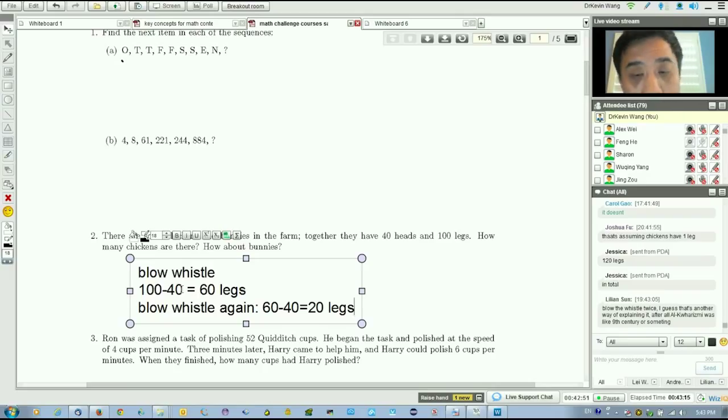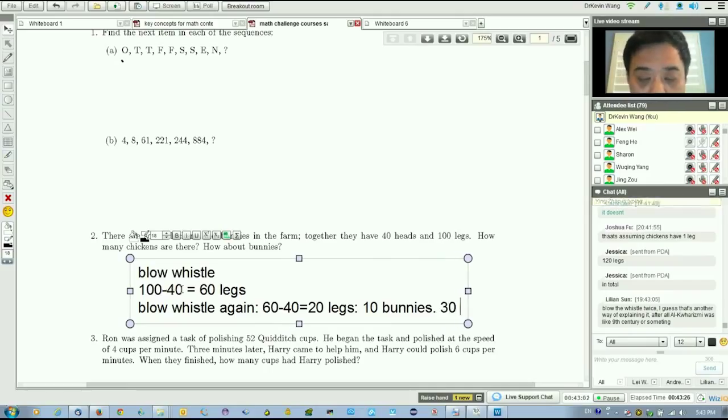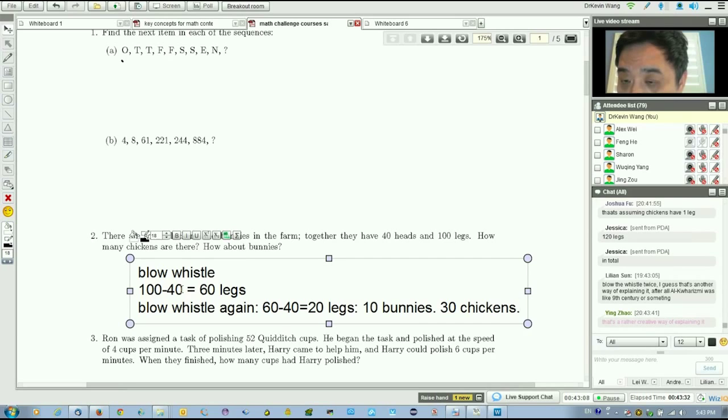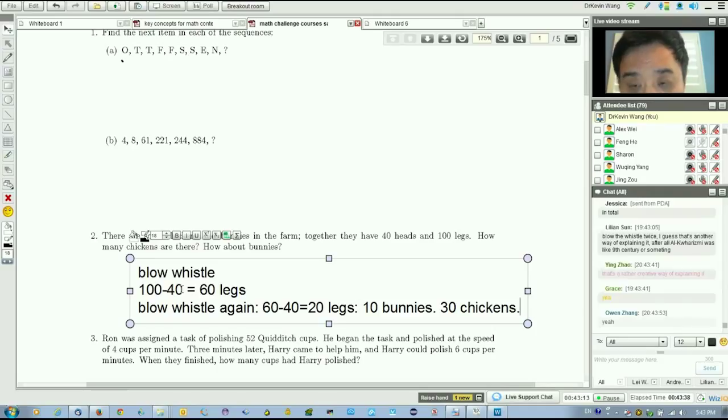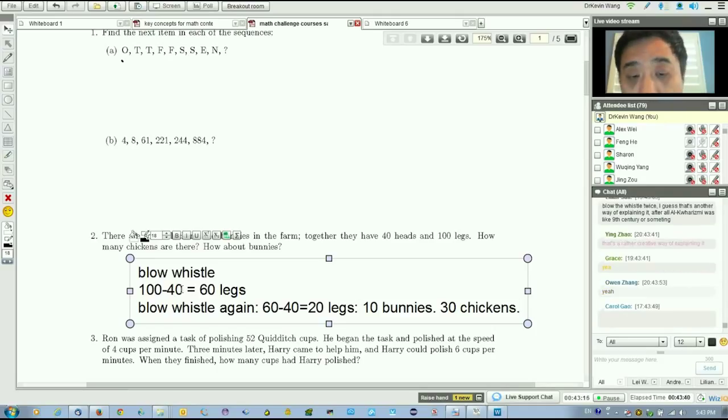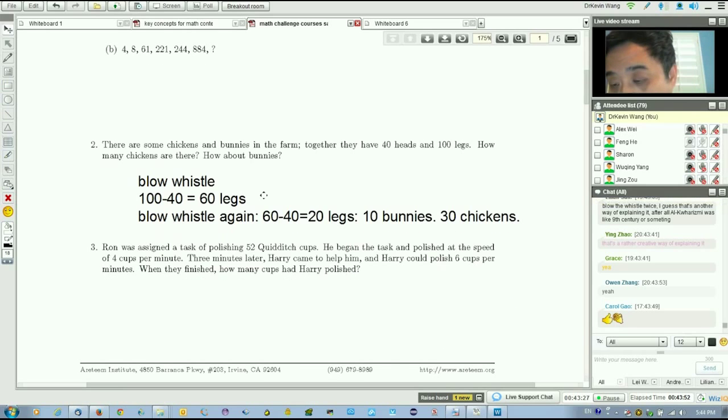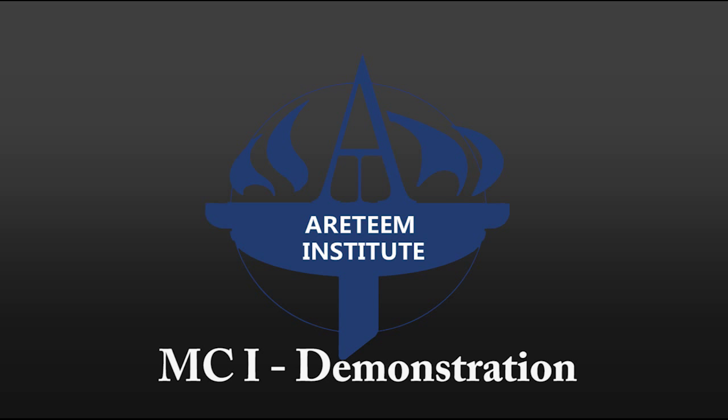The 20 legs all belong to the bunnies, the rabbits. Only the rabbits have legs on the floor, and every rabbit has two legs. So that means 10 bunnies. And with that, you know the remaining 30 have to be chickens. It is creative, and there are more ways to explain it. You can be creative yourself, very, very creative. Okay, so let's move on with the next question.